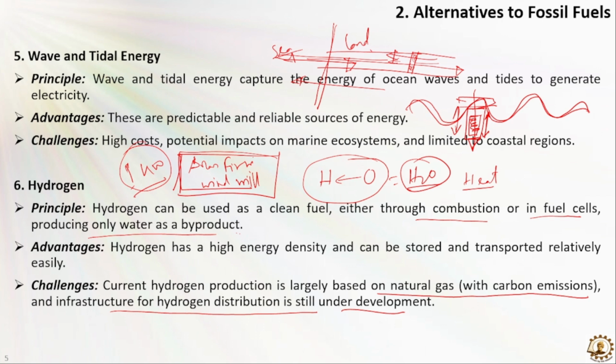So this is the end of the third lecture of module 2. In this lecture, we learned about the alternatives to fossil fuels: biomass, wind energy, wave and tidal energy, nuclear energy, and also hydrogen fuel. In the next class, we will learn about carbon footprint and other aspects.